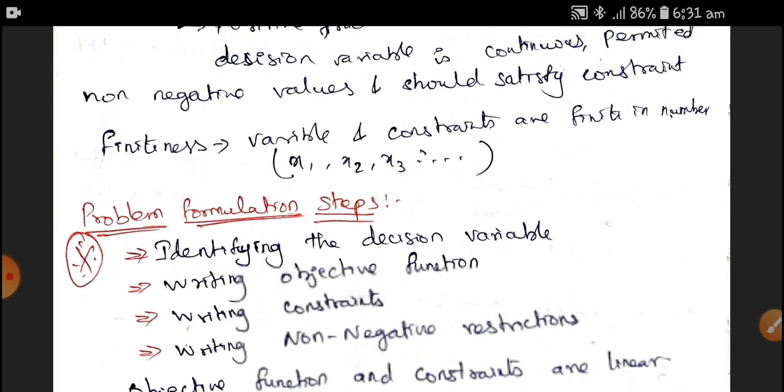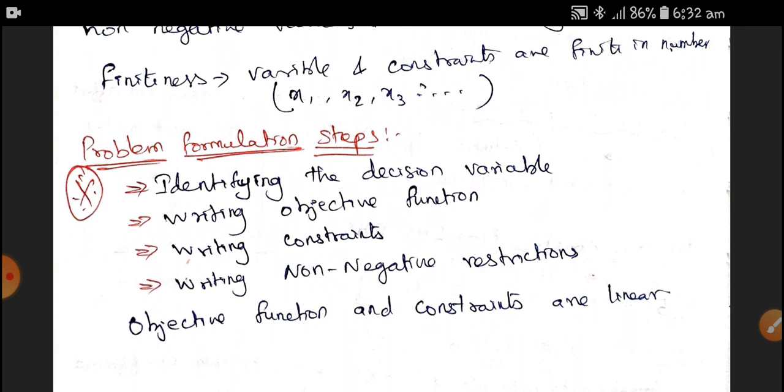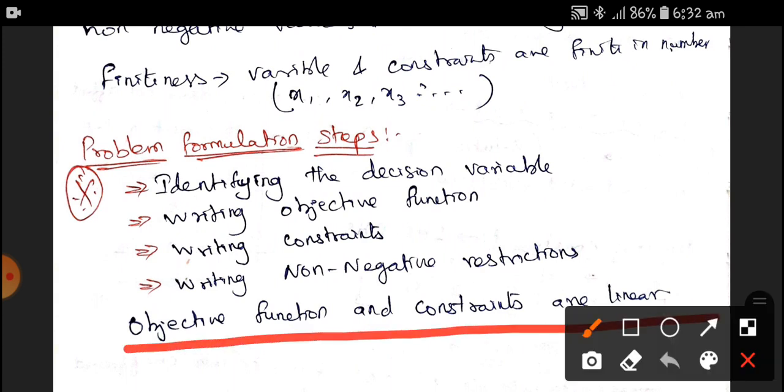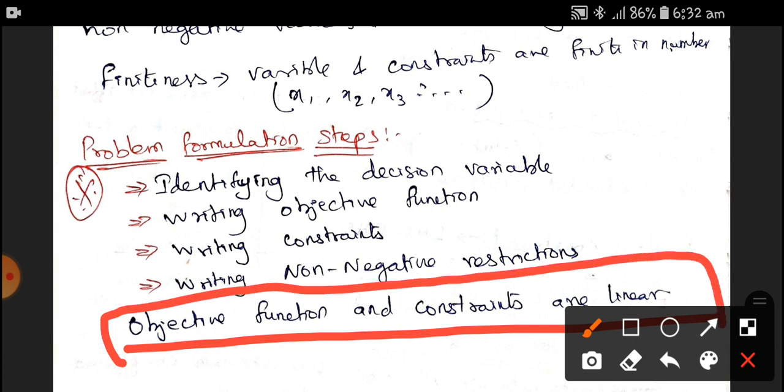Next is an important thing, that is the formulation steps. The problem formulation steps are identifying the decision variables, writing an objective function, writing the constraints, writing non-negative restrictions, and ensuring the objective function and constraints are linear. So these are all the important problem formulation steps we have to follow. Here you have to notice this: the objective function and constraints are linear in nature. This we have to ensure first, then only we continue.